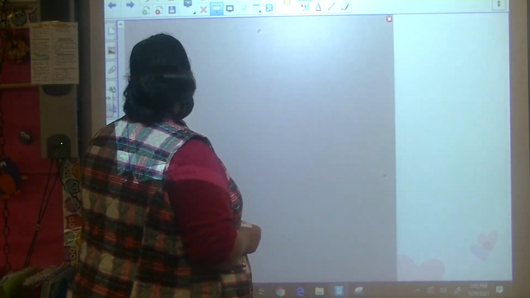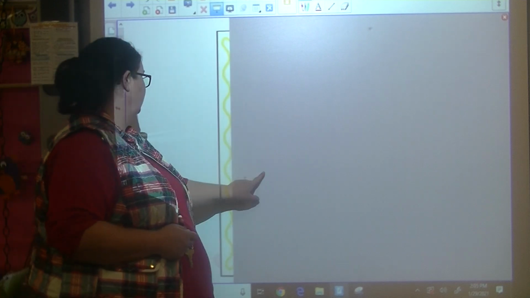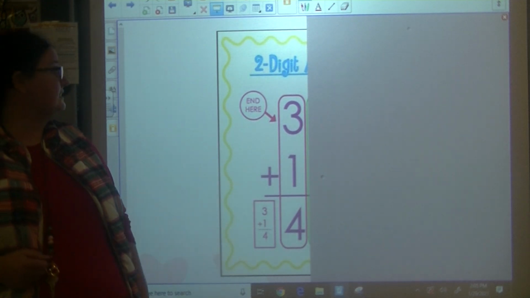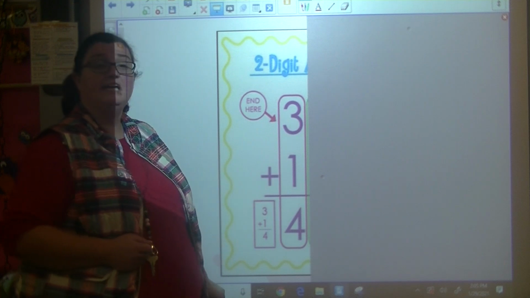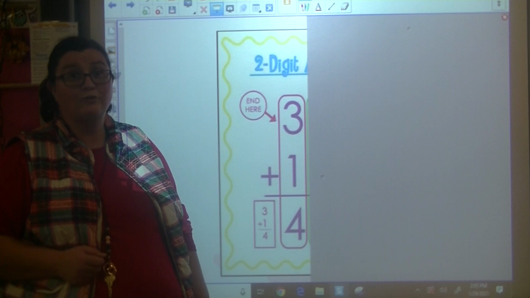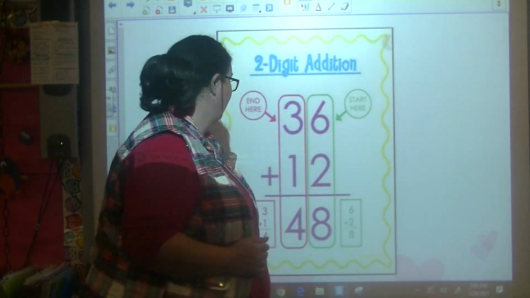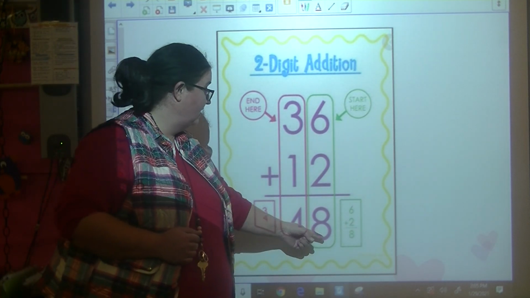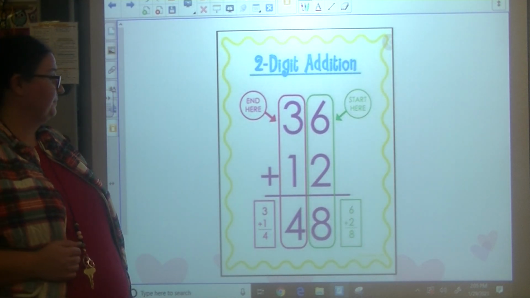Then my tens finally get a chance to come out. Then it gets to be the tens' turn. You end here on the ten side. Then you add your groups of 10. 3 plus 1 equals 4. 4 groups of 10. So your answer is 48. 4 tens is 40. 8 ones is 8. 48. Okay?